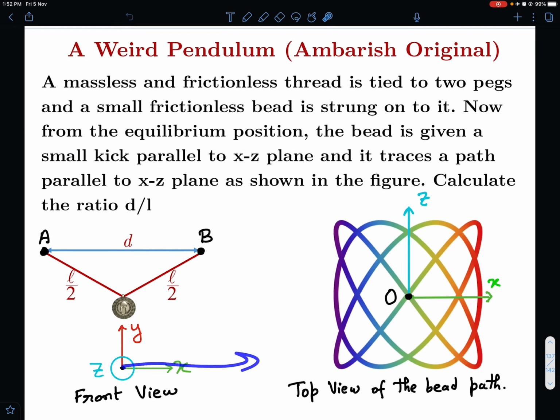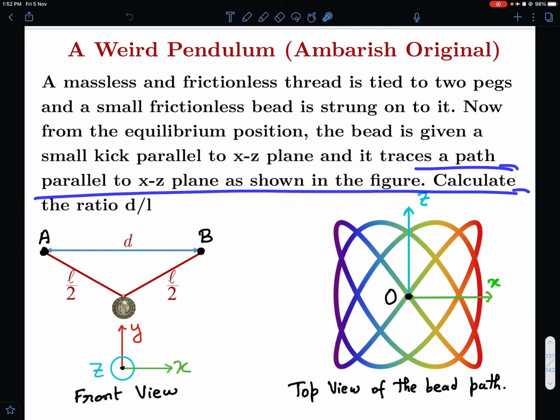Now from the equilibrium position, the bead is given a small kick parallel to the xz plane. So what is the xz plane? This is your x-axis, vertical is the y-axis, and the z-axis is coming out of the page, or you can think of it as going into the page. Of course, x cross y is coming out of the page, so that is the z-axis. So I've given it a small kick in the xz plane. What will happen? It will start oscillating, or whatever motion, if you want to call it an oscillation.